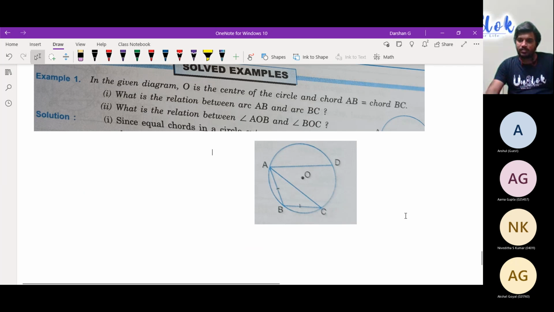Answer, Akshat, Arna, Anshul, or Nivedita. Anybody who wants to tell this answer? Yeah, please try fast. Equal arcs in a circle will make equal angles at the center. Correct. So chord AB is equal to chord BC, which implies that arc AB is equal to arc BC and angle AOB is equal to angle BOC.